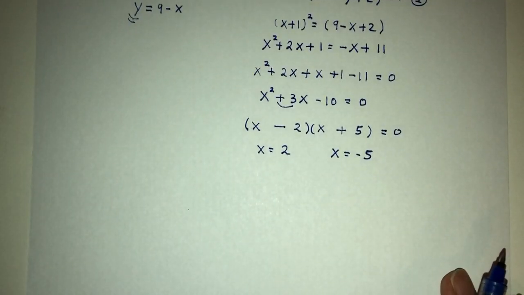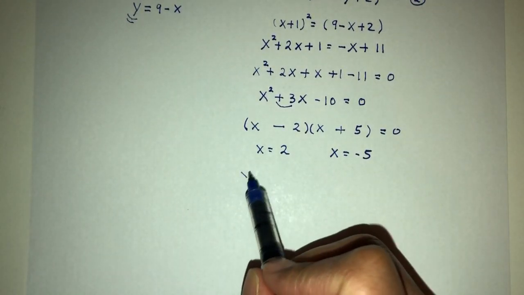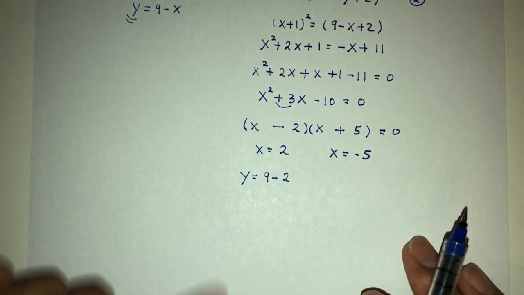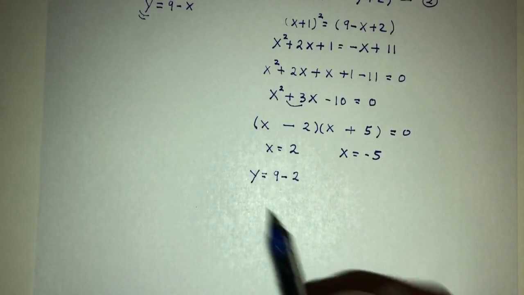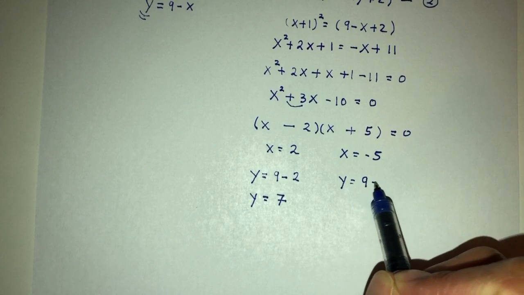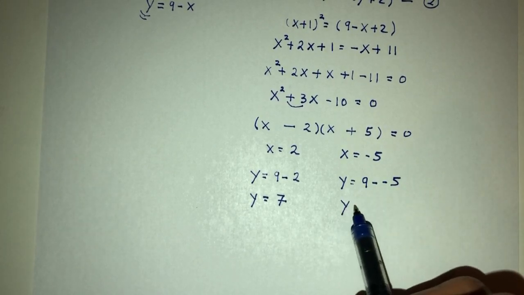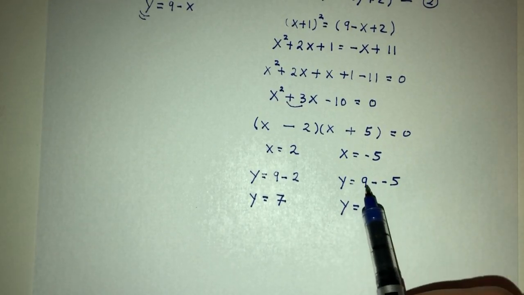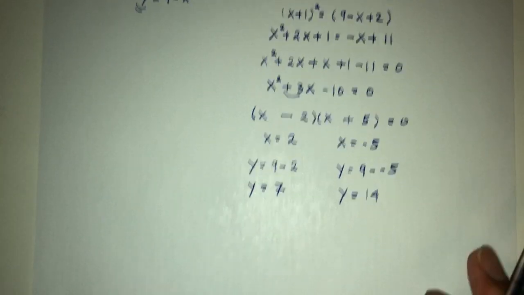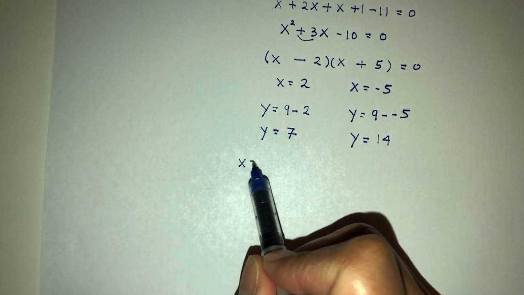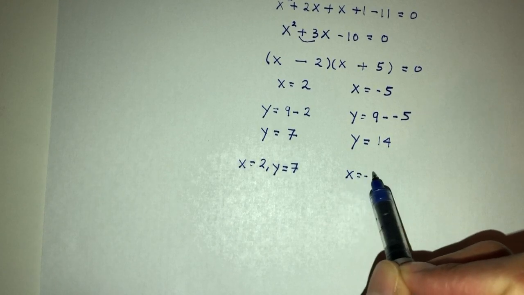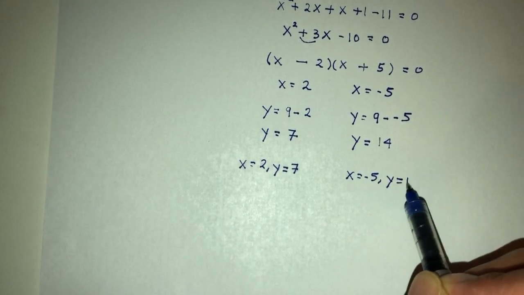Now let's find the corresponding value of y. So y will be what? y will be 9 minus x according to this equation, right? So y can be 7 here. y will be 9 minus 2. So y can be, let's find out, 9 plus 5 will be 14. Now, so we have two sets of values. x is 2 and y is 7. And here we have x is minus 5 and y is 14.